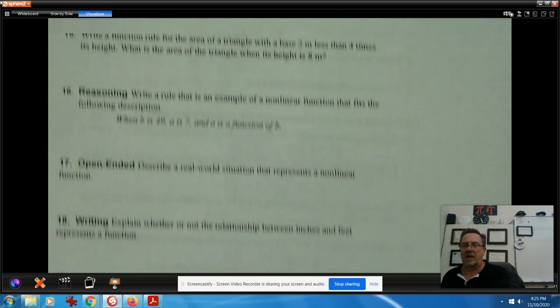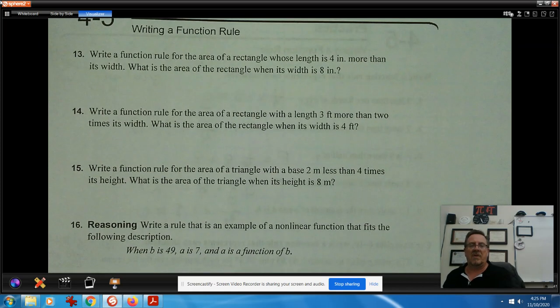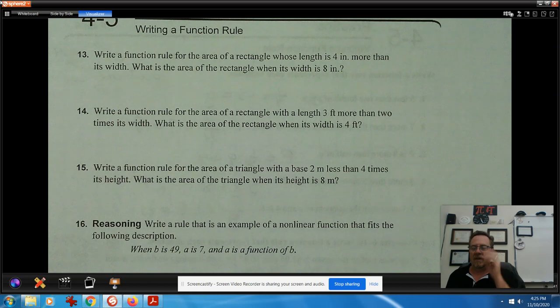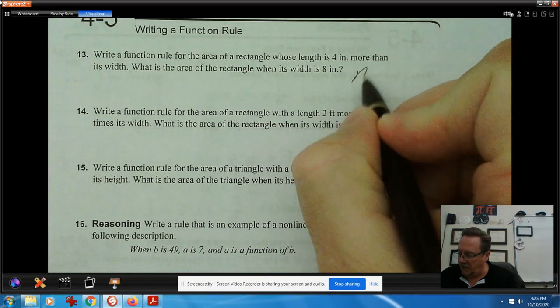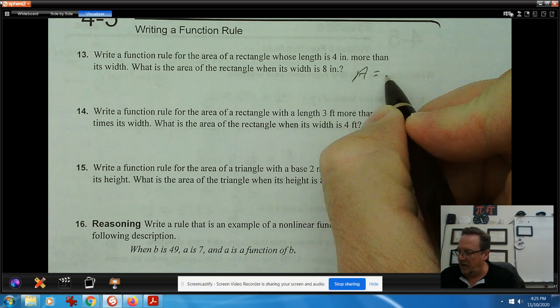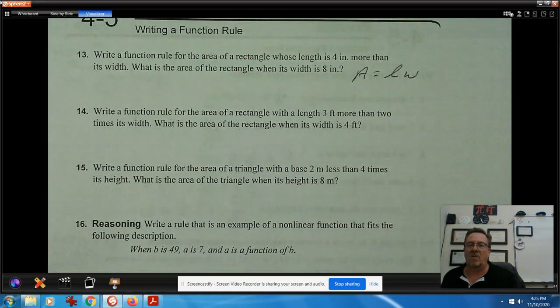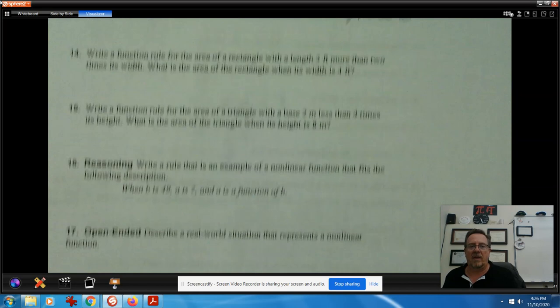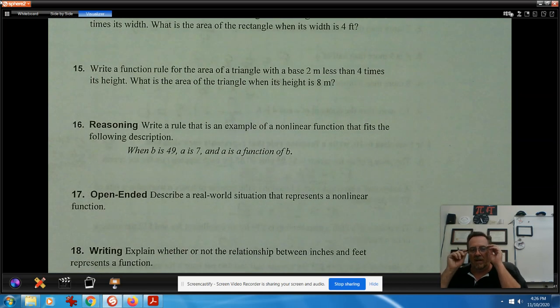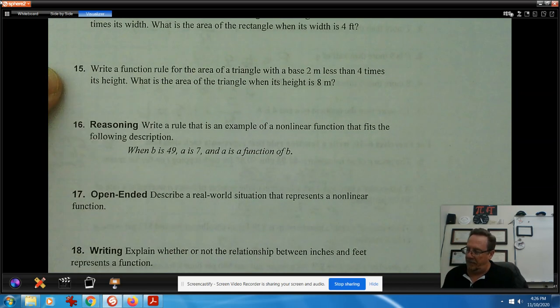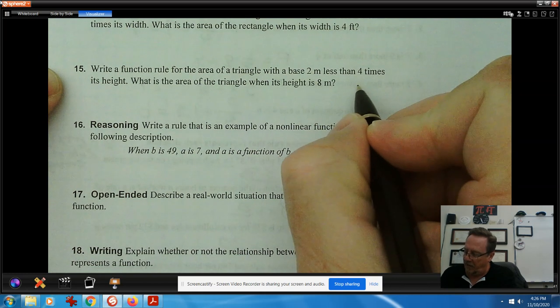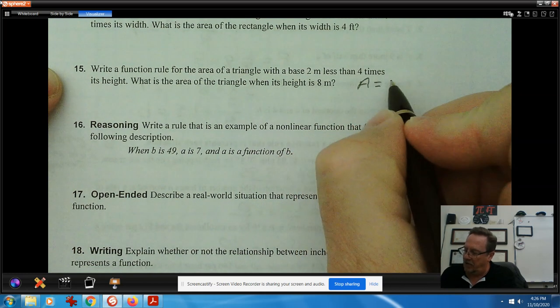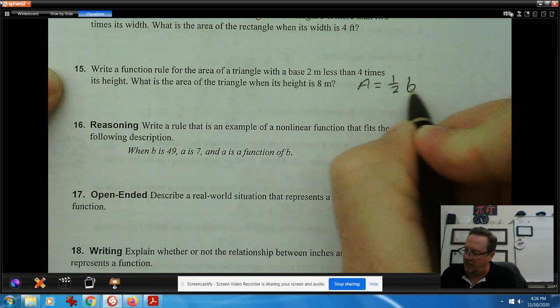Real quick, I just wanted to say, if you run into some problems where it's asking about the area of rectangles, hopefully you know the area for a rectangle is equal to the length times the width, okay? So if it's asking about rectangular area, it's length times width. But I did want to talk about this one, which is about the area for a triangle. And the area for a triangle is 1/2 its base times its height.